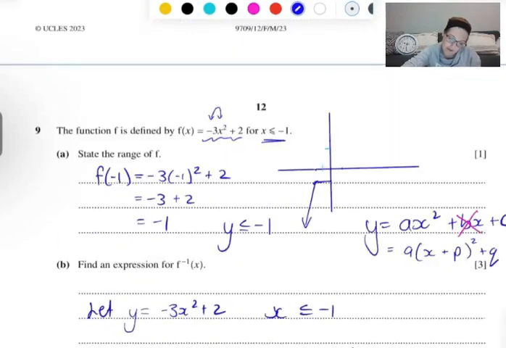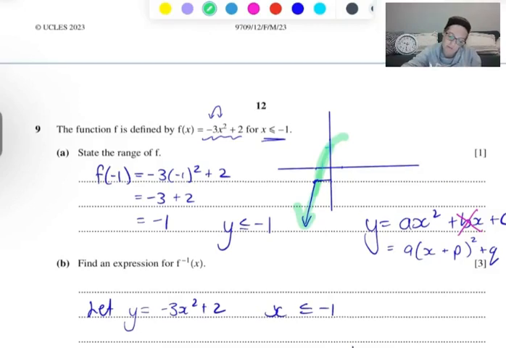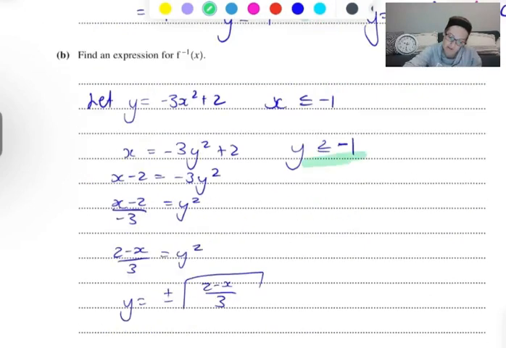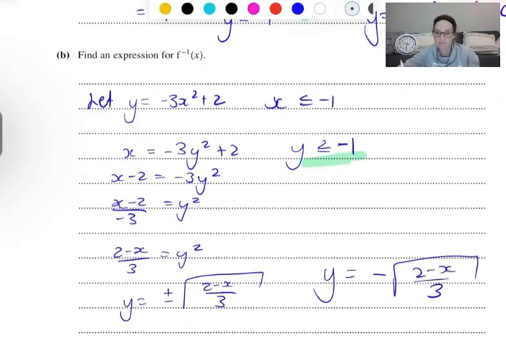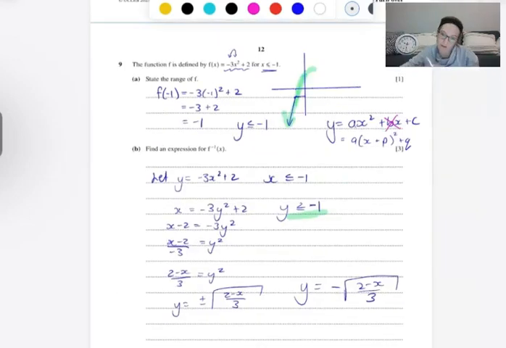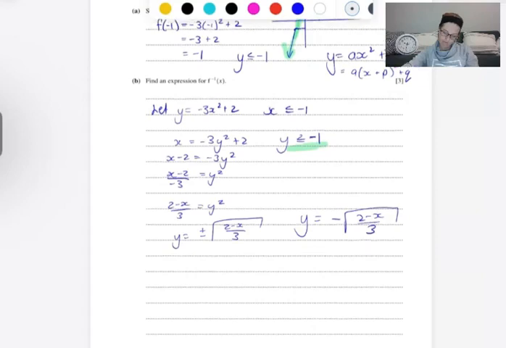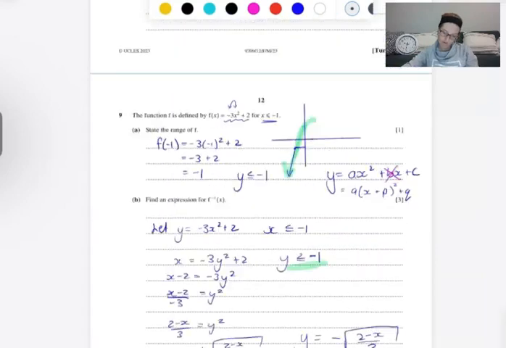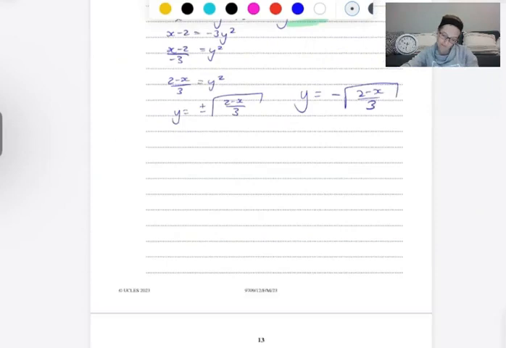So if I'm looking at this, I'm looking at my left arm of my quadratic. So all my values for x are less than -1. So when I flip it, my y values must be less than -1. So basically, I need to choose my sign. My negative sign is going to give me all the values where y is less than. Alright, I actually don't think there's more to that.